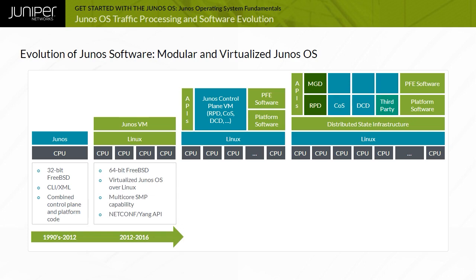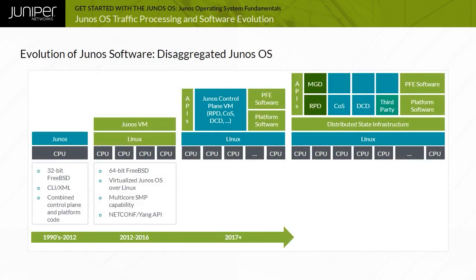Virtualized Junos OS takes advantage of virtualization technologies to run Junos OS in a virtual machine, or VM, on top of the kernel-based virtual machine, or KVM, or VMware hypervisor. Note that all the components of Junos OS are still fused into a single image. The virtual SRX, or vSRX, and virtual MX, or vMX, products are examples of virtualized Junos OS.